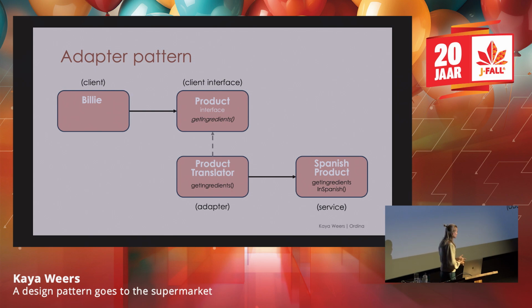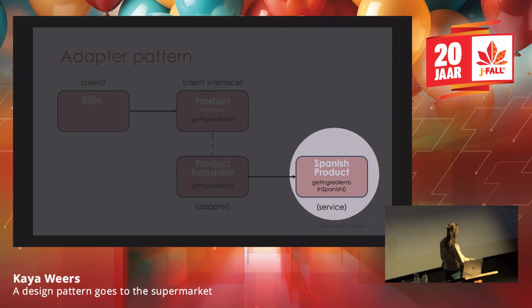But back to our example, this is how it would look in our scheme. And we see that Billie is the client, and she has something we would call the client interface, like what she would expect from the product. And she just expects it in English. I mean, she speaks English, she thinks the whole world speaks English, so she expects it in English. But the product interface is in Spanish.